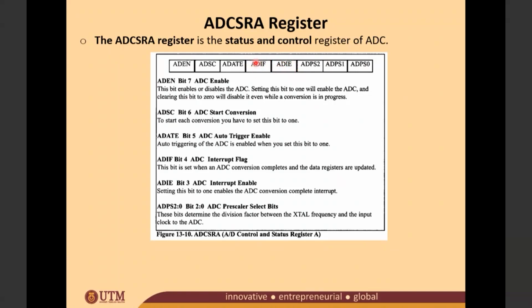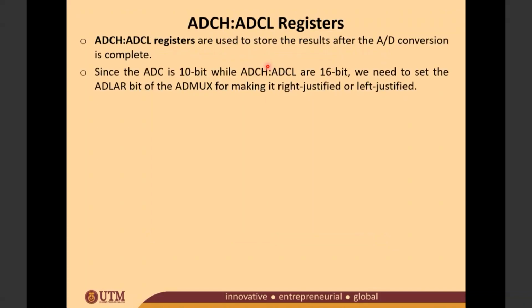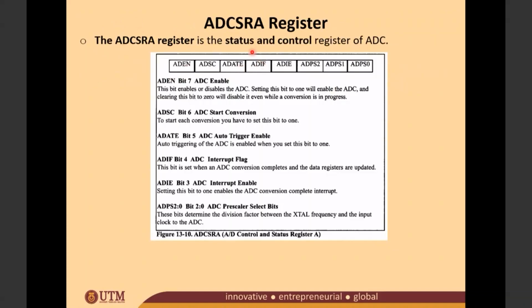This bit is for the status only. We do not need to put anything here. This bit is set to 1 when the ADC conversion completes and the data registers are updated. After the conversion is complete and all the result has been placed in ADCH and ADCL, this flag will be set to let the CPU know we have already finished the conversion. This is the interrupt flag. When it is 1, the interrupt will trigger.